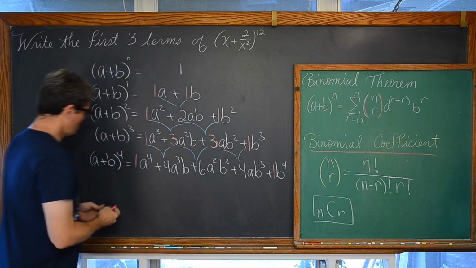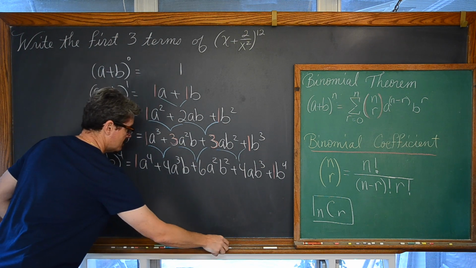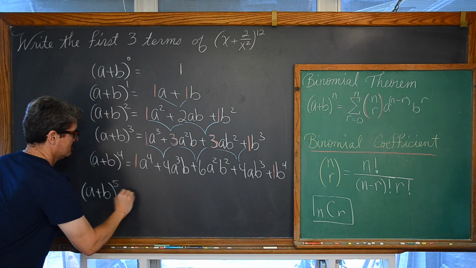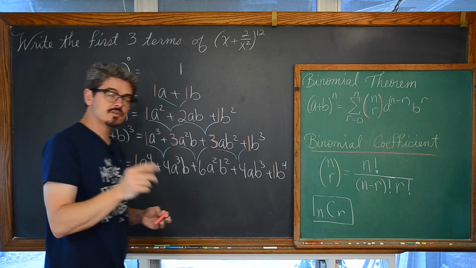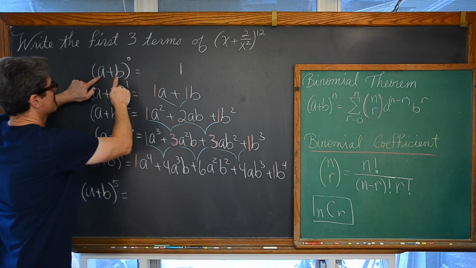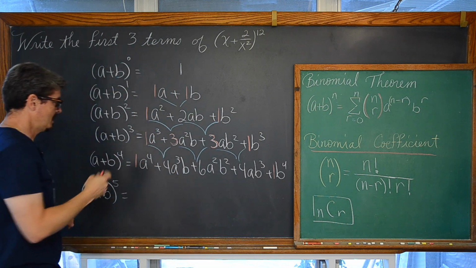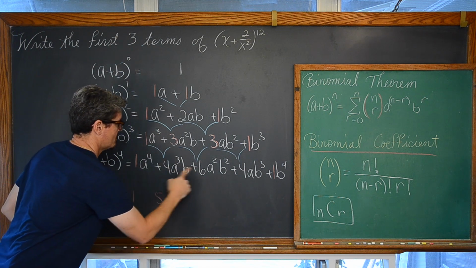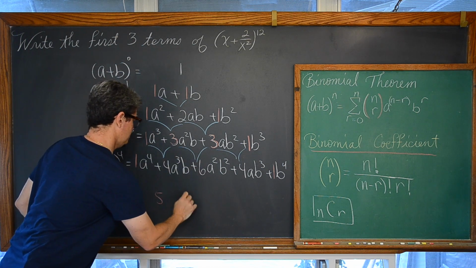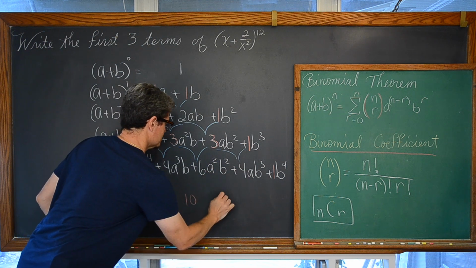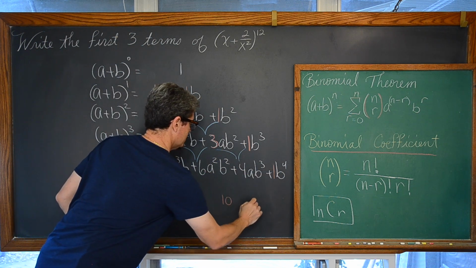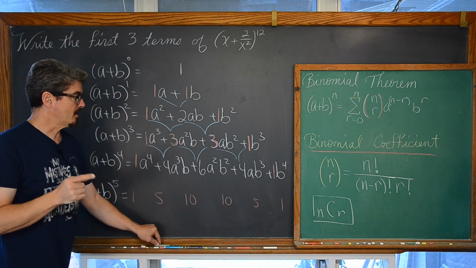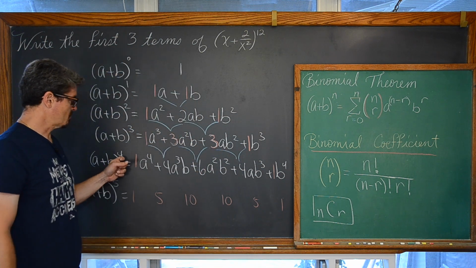So if I wanted you to write out a plus b to the 5th power, well, the coefficients, before you start involving some more complex terms in your binomial, they start off as 1. 1 and 4 is 5. 4 and 6 is 10. Another 6 and 4 is 10. 4 and 1 is 5. And then finally 1.